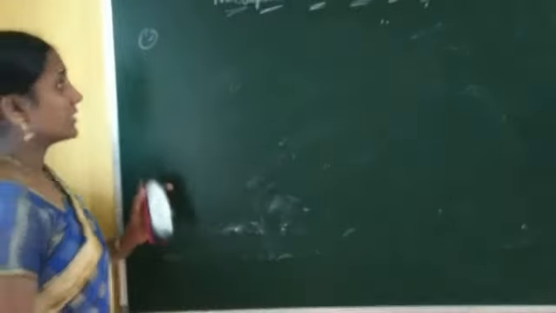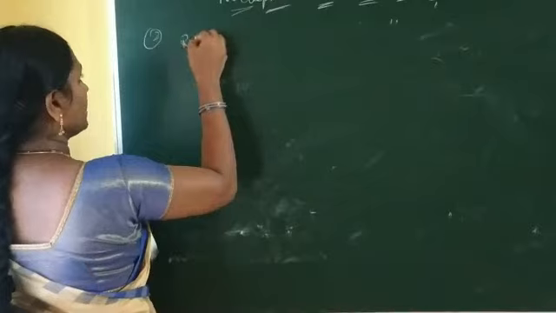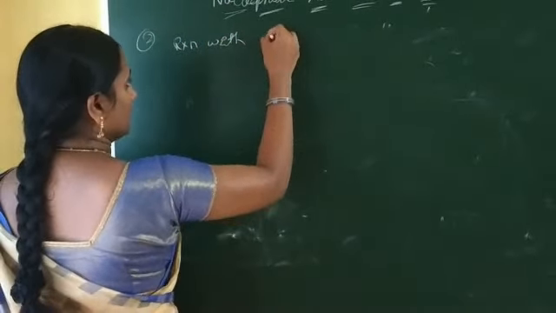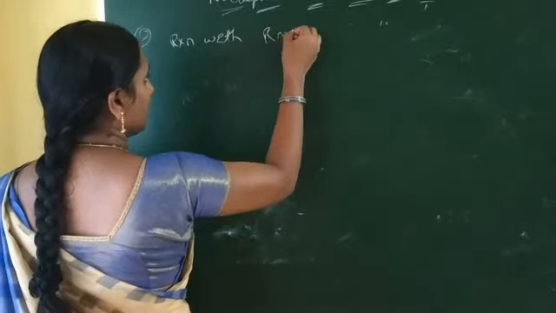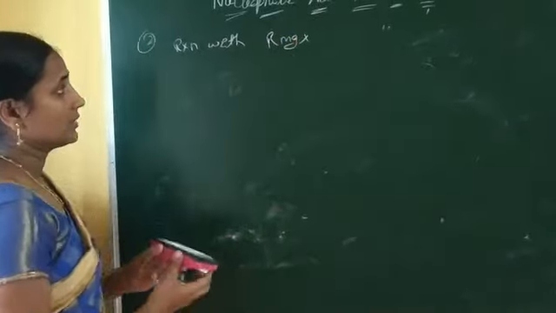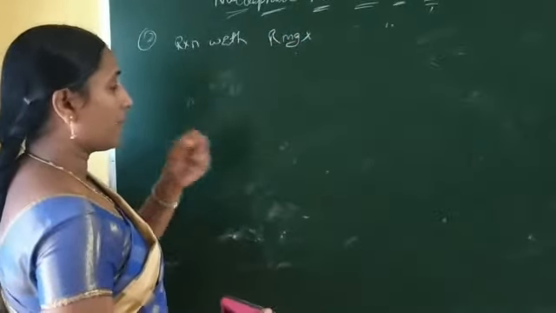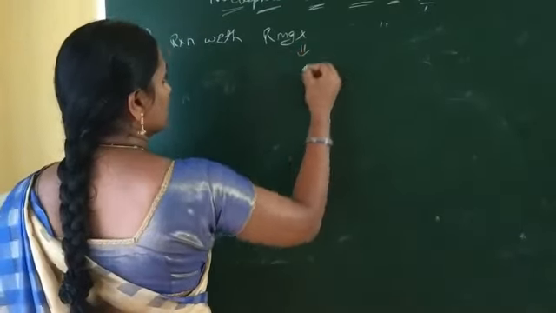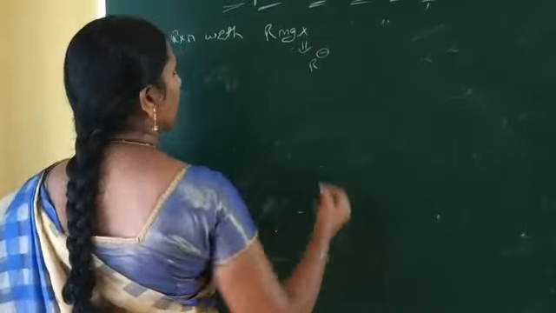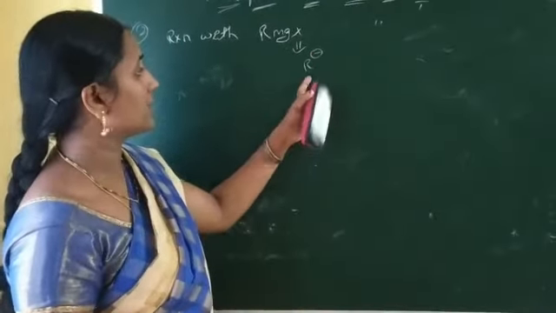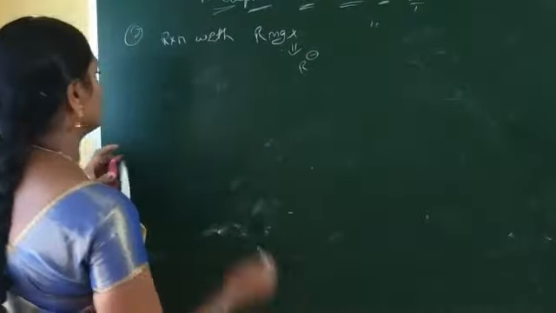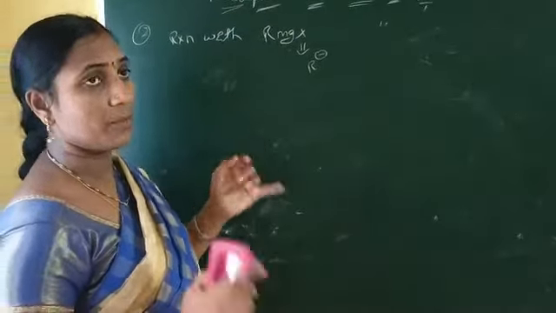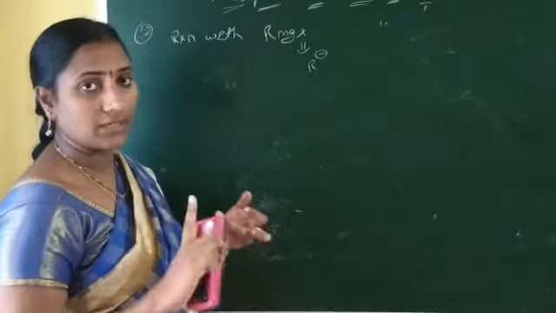Another nucleophilic addition reaction is reaction with Grignard reagent. The reagent is RMgX. This is one of the organometallic halide formations. Now the Grignard reagent gives R minus carbanion. That carbanion is acting as a nucleophile. Now this Grignard reagent is treated with a carbonyl compound to form primary alcohol, secondary alcohol, or tertiary alcohol.